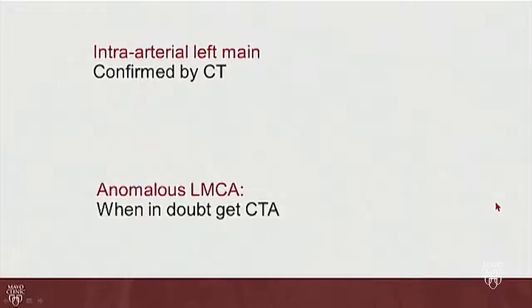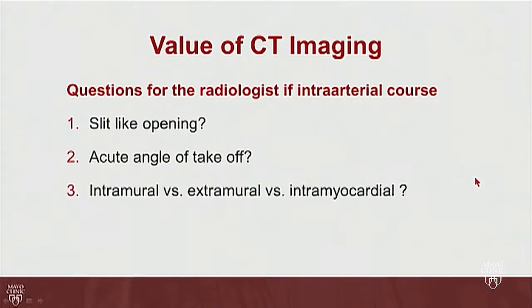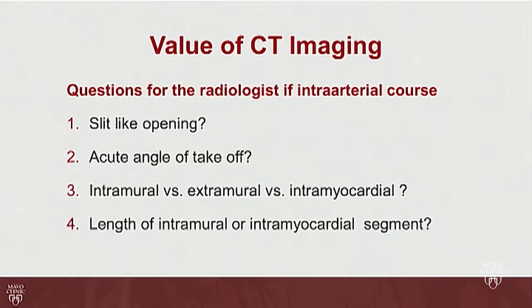Okay. So that was the intra-arterial left main coronary artery, and that was confirmed by CT scan. And basically my answer is, as most people's are, if you're having any doubt from your angiogram, get a CTA. The value of the CTA is really important. It can help you know if there's a slit-like opening. It can help you tell if there's acute angles of the takeoff. It can help you know what type of course it's taking, if it's intramural, extramural, or intramyocardial. It can tell you the length of the intramural or intramyocardial segments.